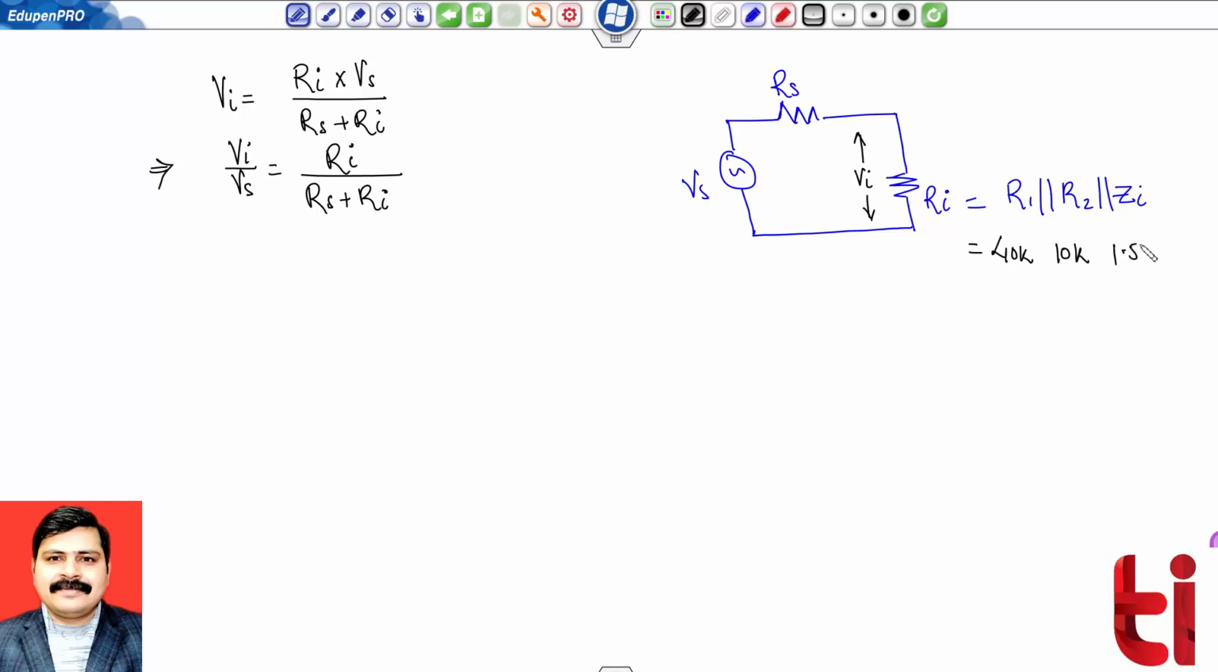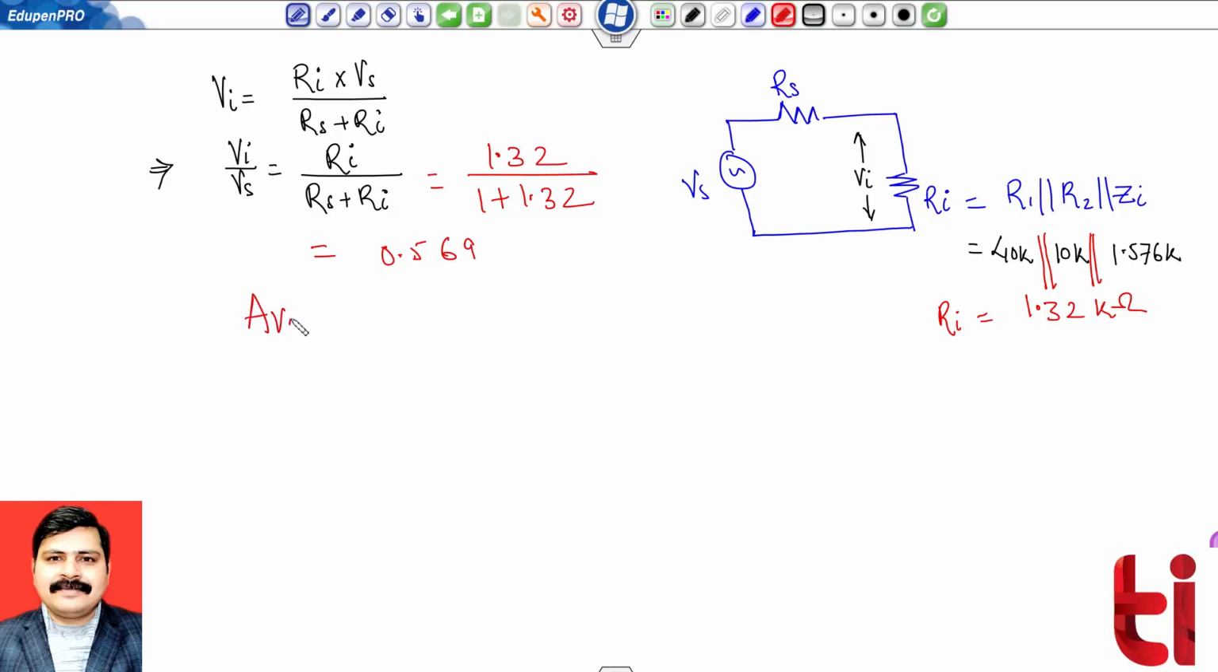40K, 10K, 1.76K, and they all are connected in parallel configuration, and their parallel equivalent is 1.32 kilo ohm. That is the value of Ri. So one can easily calculate 1.32 divided by 1 plus 1.32. Kilo will be cancelled out from numerator and denominator, and this quantity becomes 0.569.